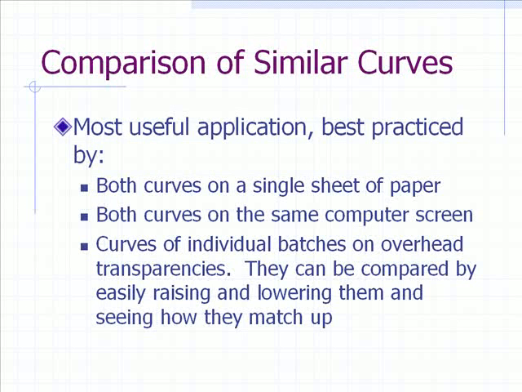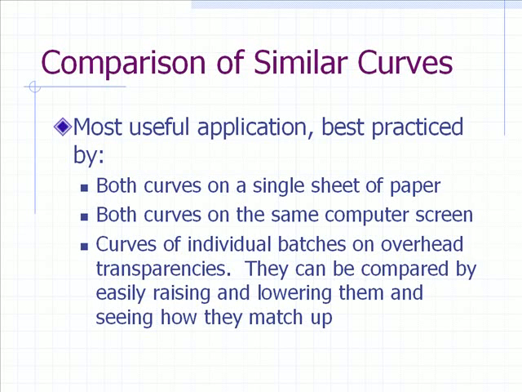they can be compared by easily raising and lowering them, seeing how they match up. We're going to do an exercise where we'll have some unknown mixtures, and we're going to try to figure out which colorants are in it, which pigments, and that's what we'll do. We'll have overhead transparencies, and we can move them to see how well they line up, the shapes. So that's a good way of using these.